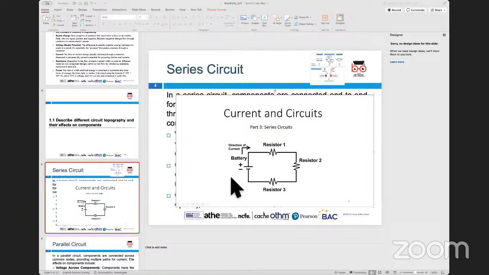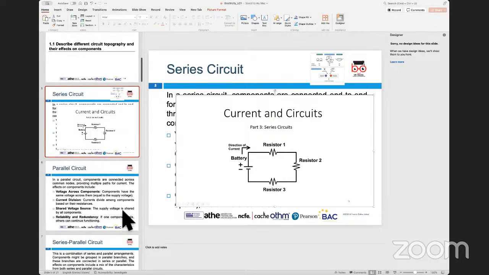And if a component fails, obviously, if the resistor is broken or there is a broken wire or things like that, then the entire circuit would stop working, since there is no way the current could take an alternative path. And that is what series circuits generally mean.